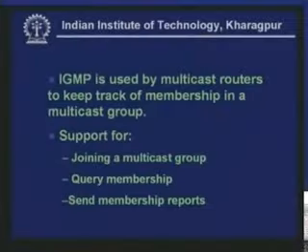IGMP is used by the multicast router to keep track of the membership. Who amongst these are members, who has ceased to be a member, who is the new person who wants to join as a member. This has to be kept track of by the local multicasting router. So that is what IGMP supports. It supports joining a multicast group, query membership, and send membership reports. For query membership, the multicasting router will send queries from time to time, and the hosts will respond or not respond depending on whether or not they are members of the group.